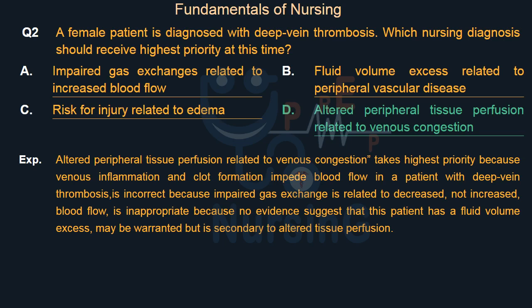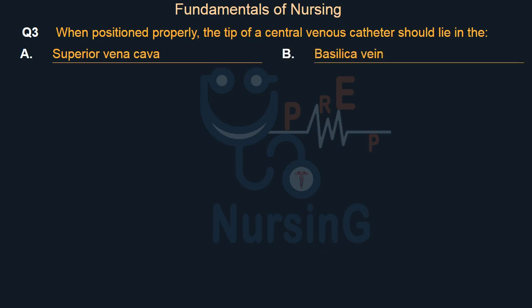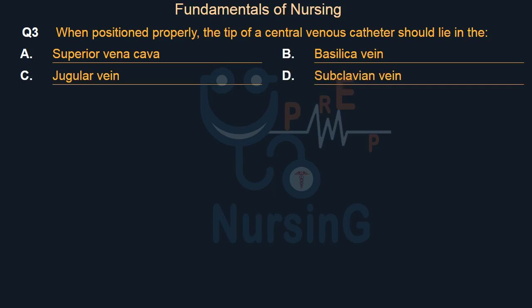Option C may be warranted but is secondary to altered tissue perfusion. When positioned properly, the tip of a central venous catheter should lie in the Option A. Superior vena cava. Option B. Basilica vein. Option C. Jugular vein. Option D. Subclavian vein. Right answer is Option A.